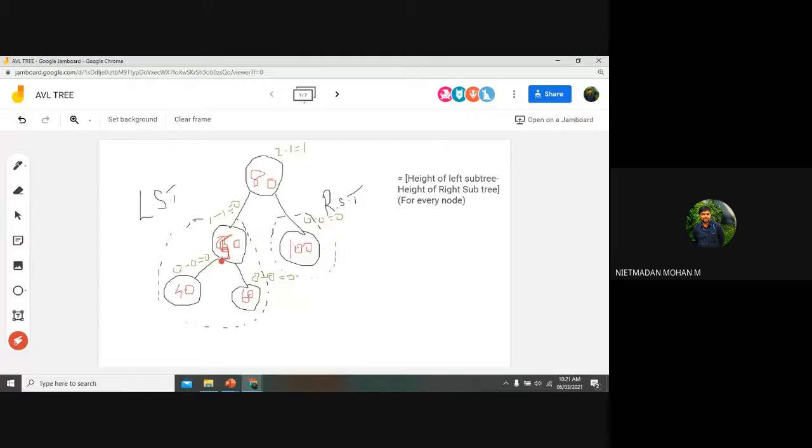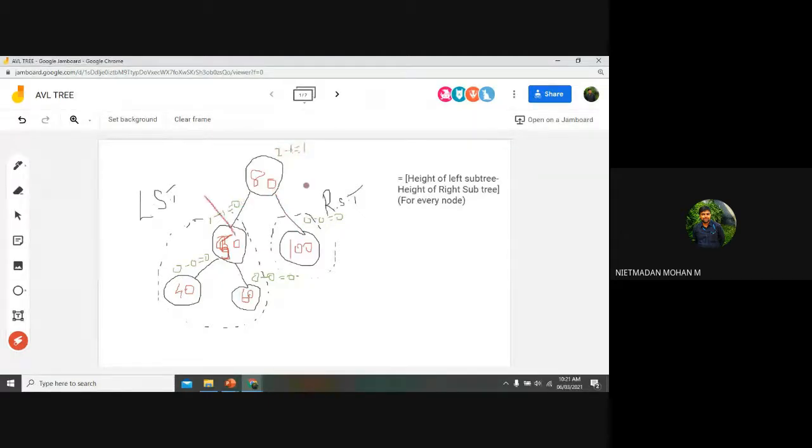For this 50, the height of the left subtree will be 1 and the height of the right subtree will be 0. So 1 minus 0, it will be 1, so it is within the balancing factor. And for this 80, the left subtree height is 2 and the right subtree will be 1. So 2 minus 1 is equal to 1.